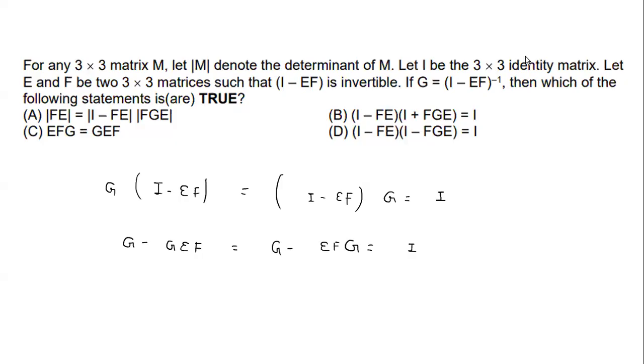So hello guys, in this video we are going to solve this problem. In this problem it is given that for any 3 cross 3 matrix M, let this denote the determinant of M, and let I be the 3 cross 3 identity matrix, and let E and F be two 3 cross 3 matrices such that this I minus EF matrix is invertible and G matrix is the inverse of this matrix.